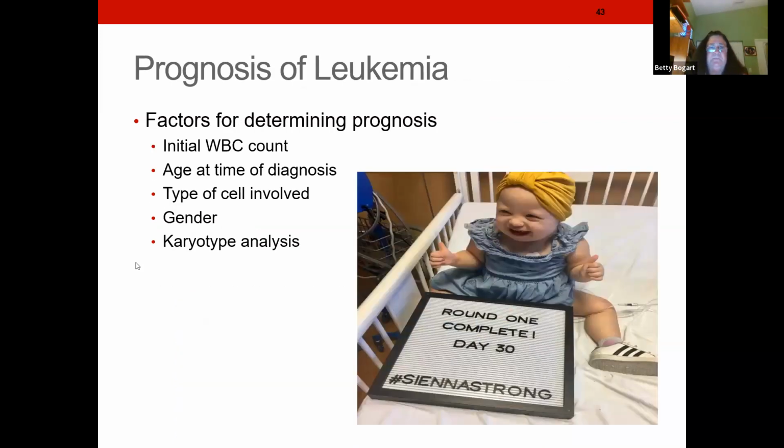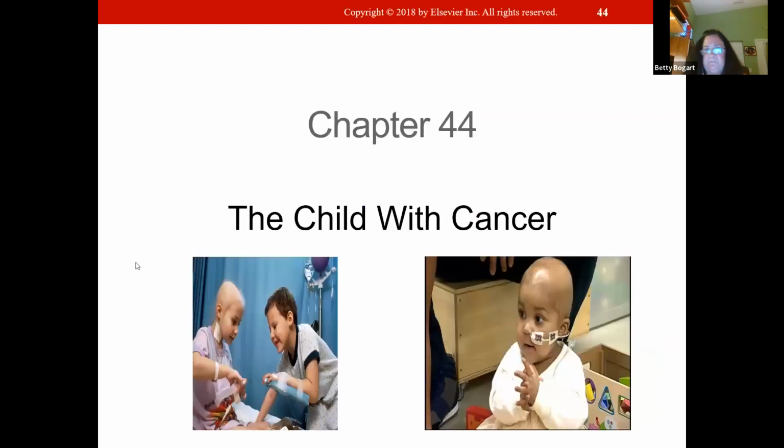So, prognosis of leukemia. What was your white cell count when you started? Was it 0.01 or was it 0.1? I mean, you can make a difference with that. How old were they? Was it ALL or AML? Male and female make a difference. And then, of course, your blood type, because these children will be getting platelets and blood, because chemo kills that too. So your karyotype makes a difference.